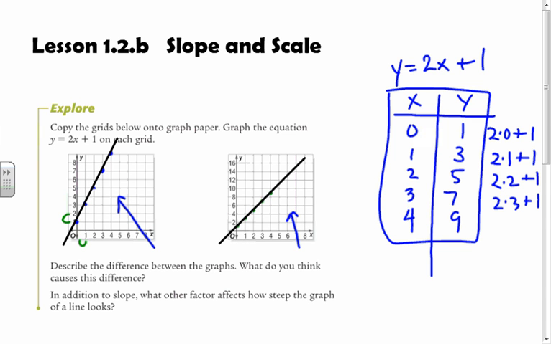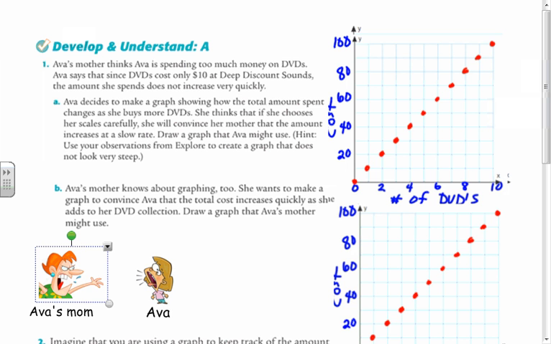Notice on this y-axis we went up by 2, while on the x-axis we went up by 1. So the scale was 1 on the x-axis, 2 on the y-axis. And that changes the effect of the graph. So we're going to go to the next page and we're going to try a couple of those and see if we can have some different effects by the scales we choose.